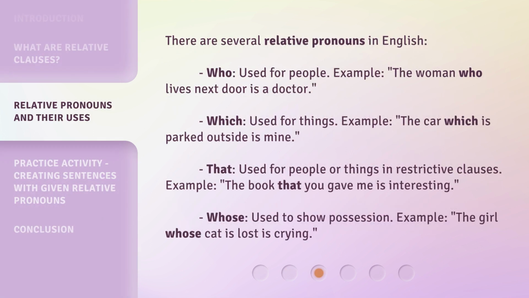There are several relative pronouns in English. Who, used for people. Example, the woman who lives next door is a doctor. Which, used for things. Example, the car which is parked outside is mine. That, used for people or things in restrictive clauses. Example, the book that you gave me is interesting. Whose, used to show possession. Example, the girl whose cat is lost is crying.